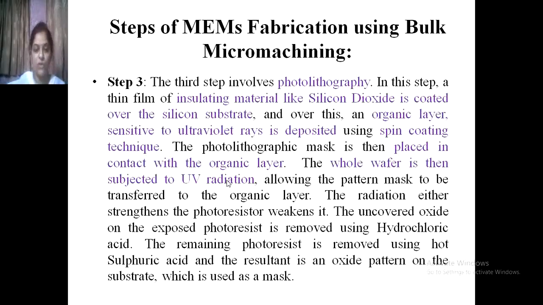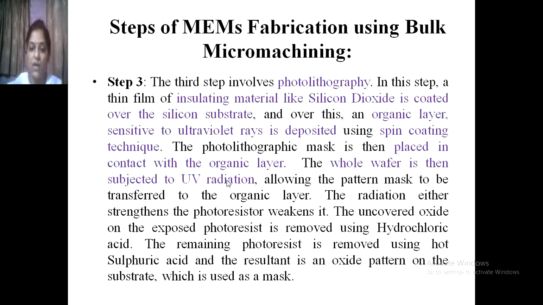The photolithographic mask is then placed in contact with the organic layer. The whole wafer is then subjected to UV radiation, allowing the mask pattern to be transferred to the organic layer. The radiation either strengthens or weakens the photoresist.